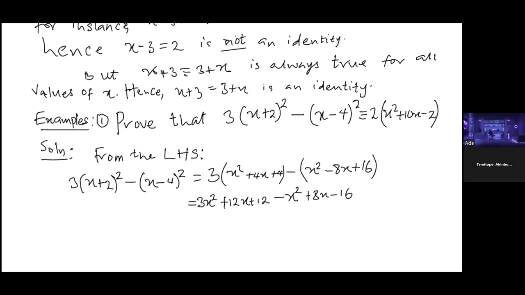Then collect like terms. So 3x squared minus x squared, then plus 12x plus 8x, then plus 12 minus 16. 3x squared minus x squared gives you 2x squared. 12x plus 8x will give 20x.